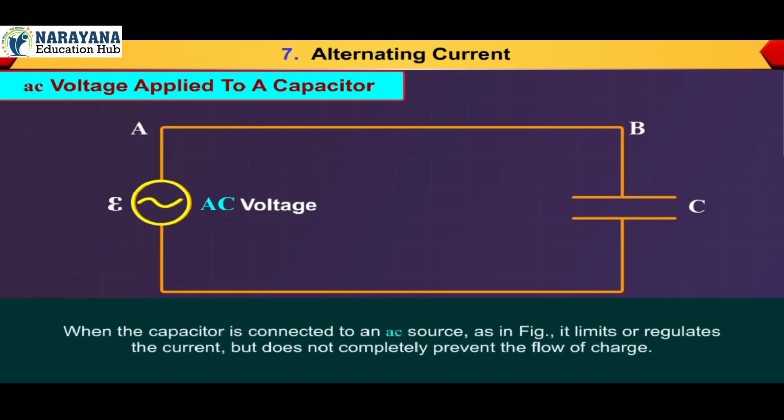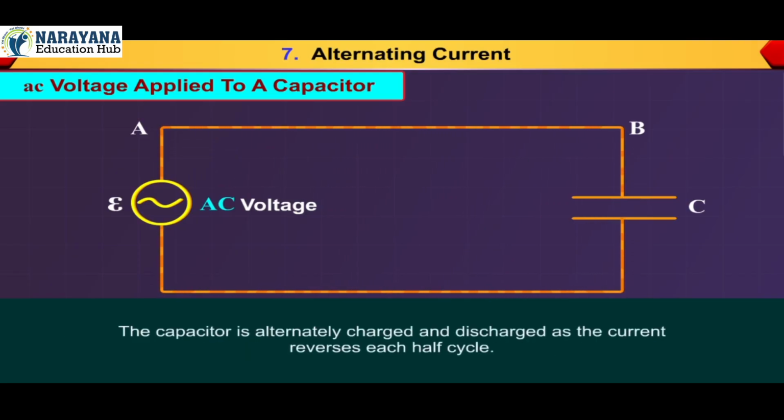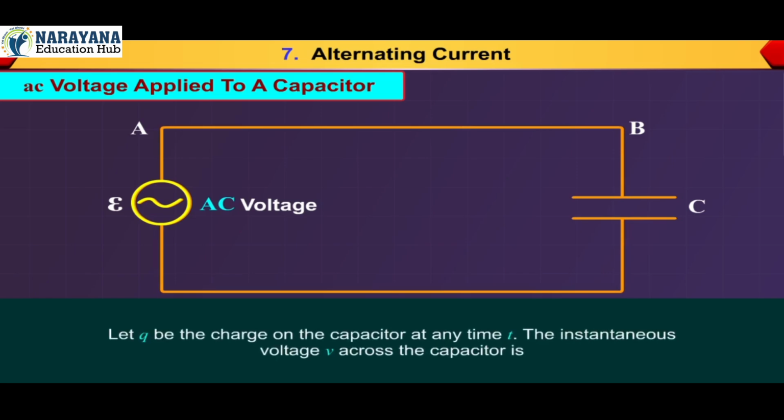When the capacitor is connected to an AC source, as in the figure, it limits or regulates the current, but does not completely prevent the flow of charge. The capacitor is alternately charged and discharged as the current reverses each half cycle. Let Q be the charge on the capacitor at any time t.